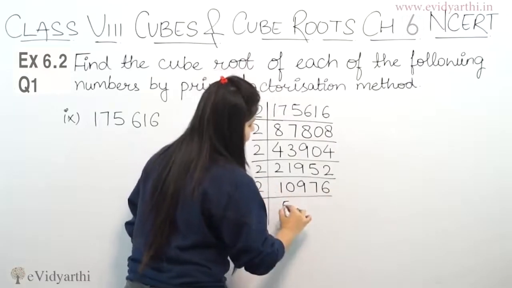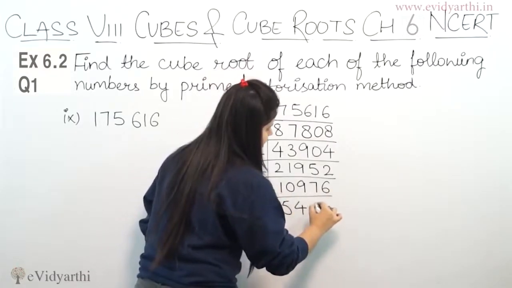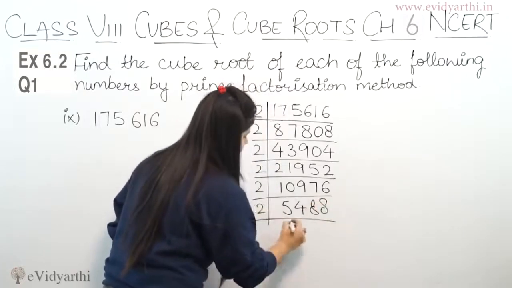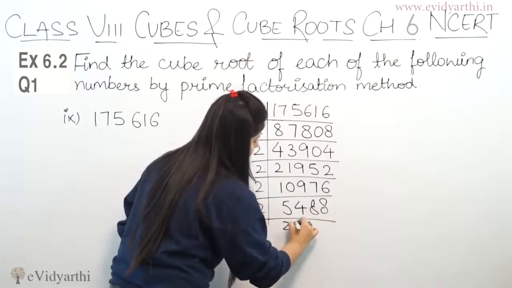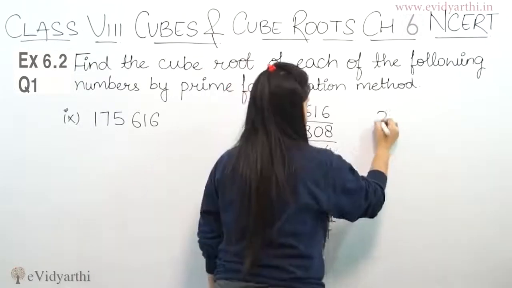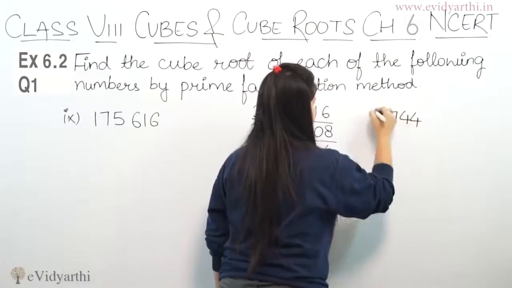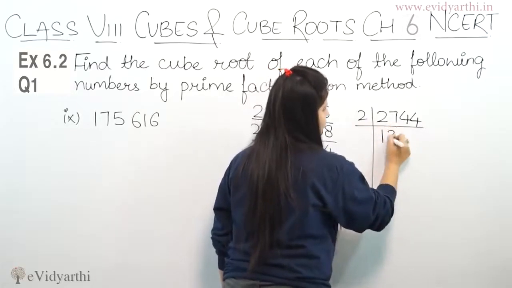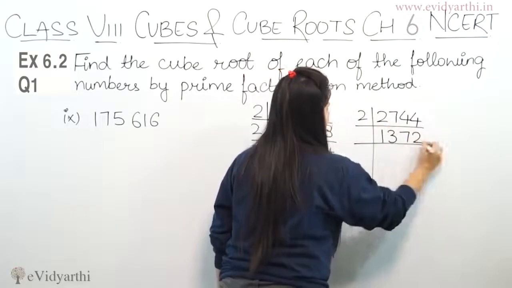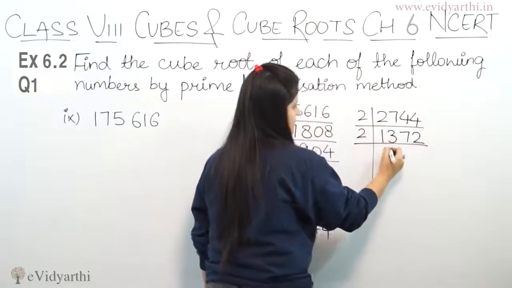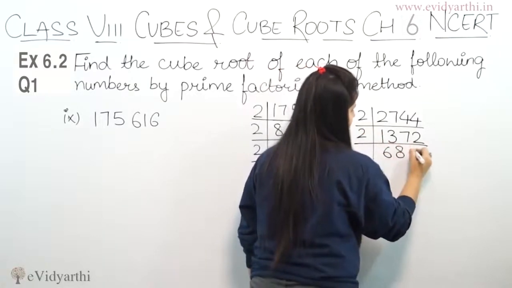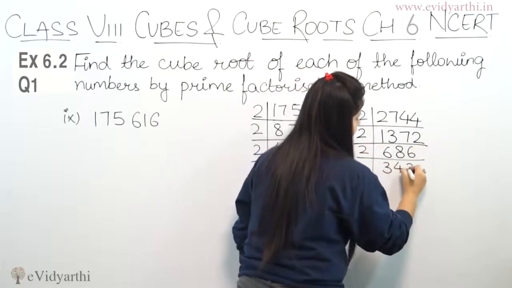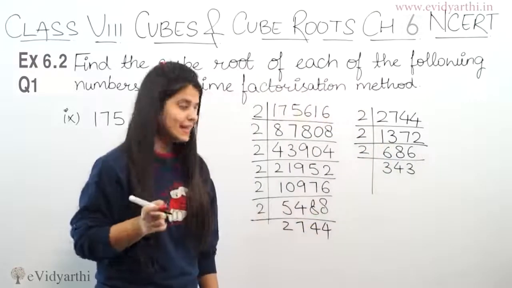Again with 2, 5488. Again with 2, we'll get 2744. Again, इसको 2 से कर सकते हैं. We'll get 1372. Again with 2, we will get 686. Again with 2, 343. अब हम इसे 2 से नहीं कर सकते.